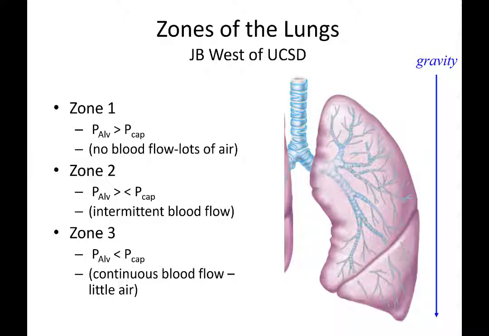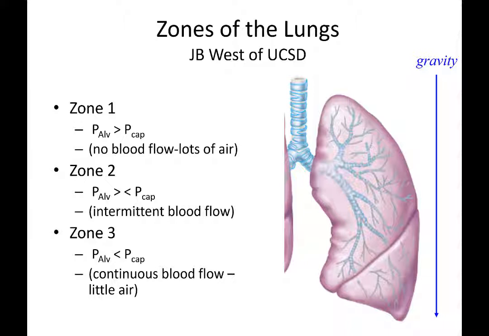These regions that we just referred to in the lung are called zones. They were developed by John West at UCSD, San Diego. So zone one is the top of the lungs. This is a representation letting you know the alveolar pressure, that means the air, is gonna be a lot higher than the capillary pressure, that means the blood. So you're gonna have more air, less blood.